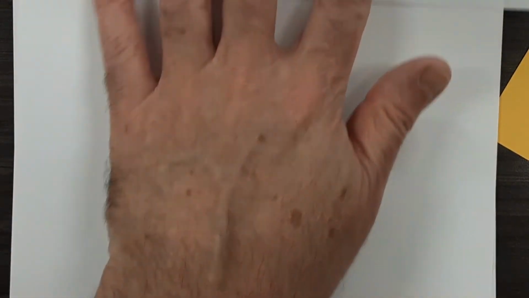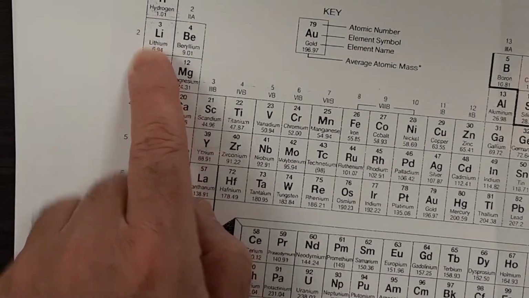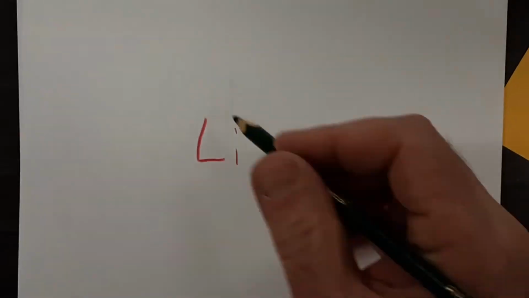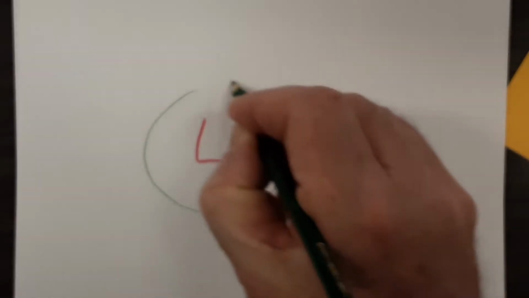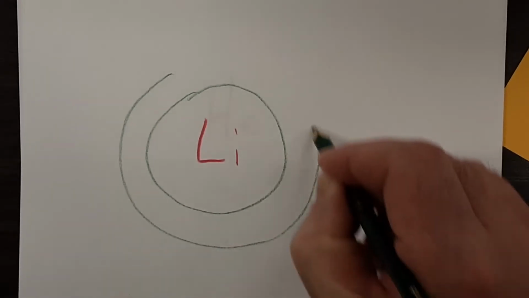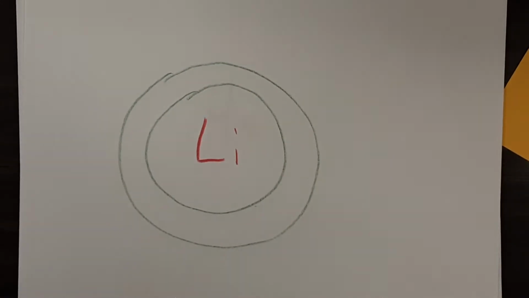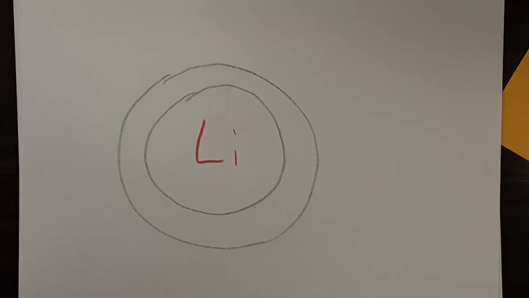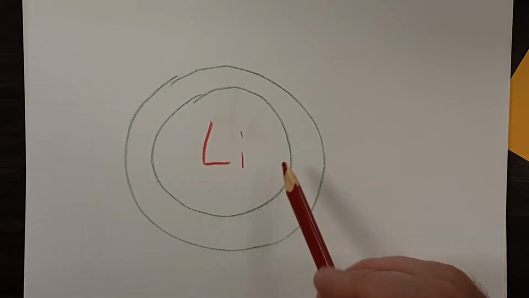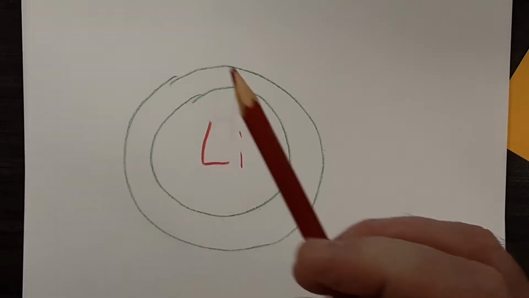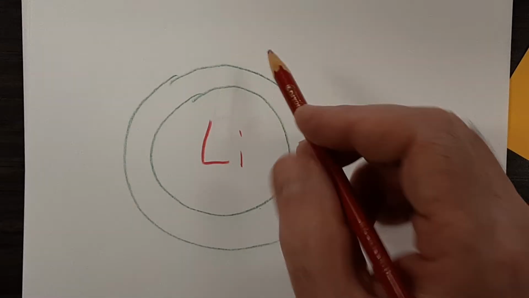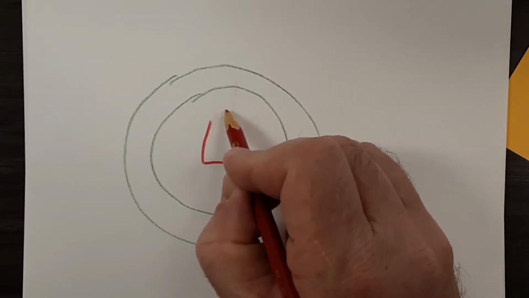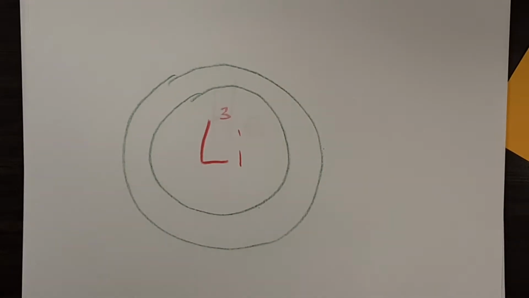So the first thing we do is we figure out what period we're in, and we draw two circles around our symbol. The circles are going to represent where the electrons orbit in a traditional electron configuration. So two orbits because it's in the second period. Then we're going to look at the atomic number, which for lithium the atomic number is 3.